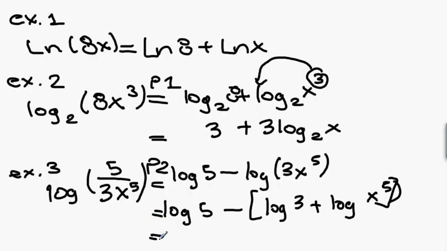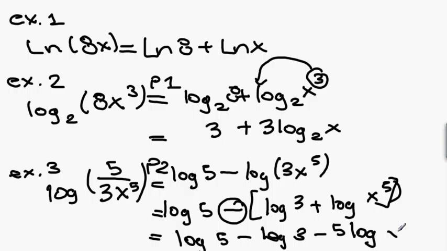Last but not least, we have log of 5 minus log of 3, and I'm distributing the negative sign that's right here. Minus, and at the same time we'll move our exponent, so it's 5 log of x.